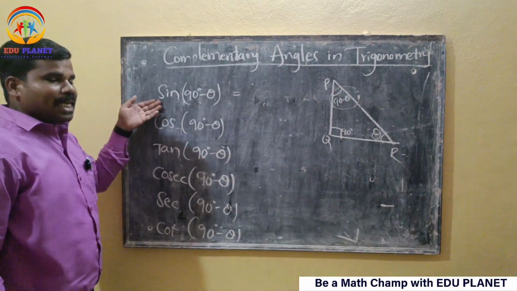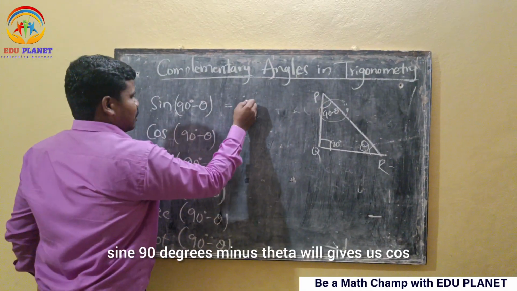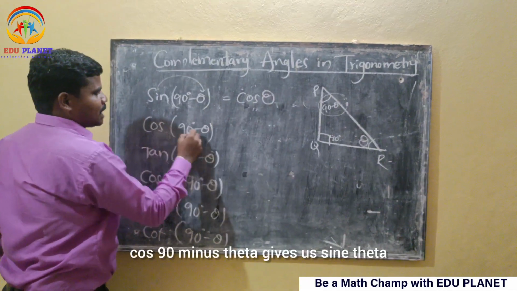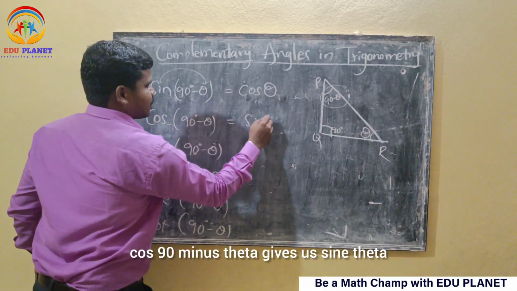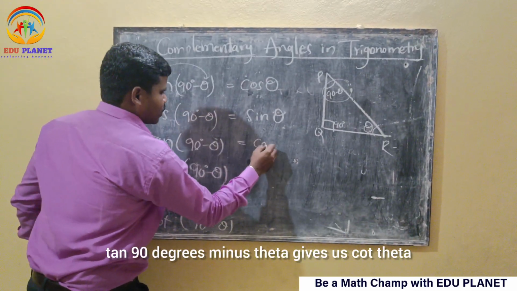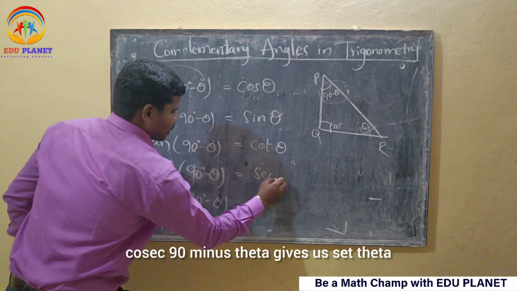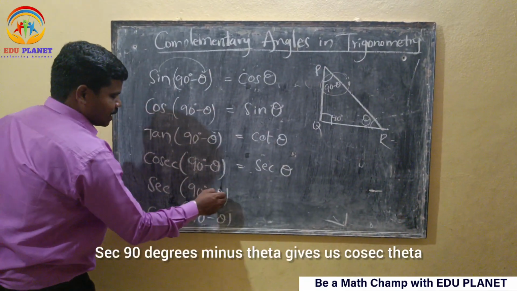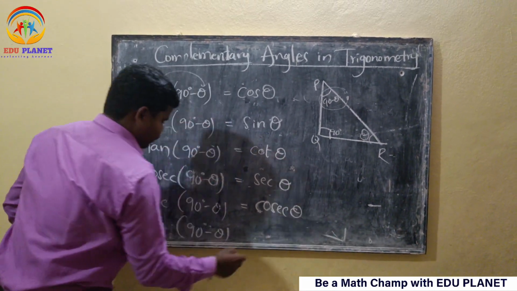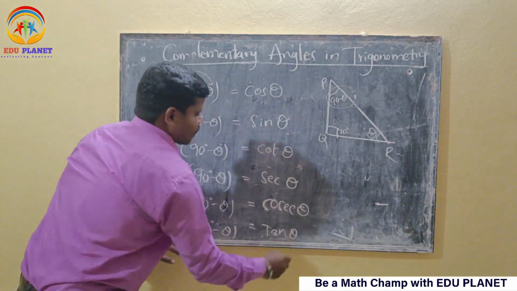Let us see the magic. Sin 90 degrees minus theta gives us cos theta. Cos 90 minus theta gives us sin theta. Tan 90 degrees minus theta gives us cot theta. Cosec 90 minus theta gives us sec theta. Sec 90 degrees minus theta gives us cosec theta. And finally, cot 90 degrees minus theta gives us tan theta.